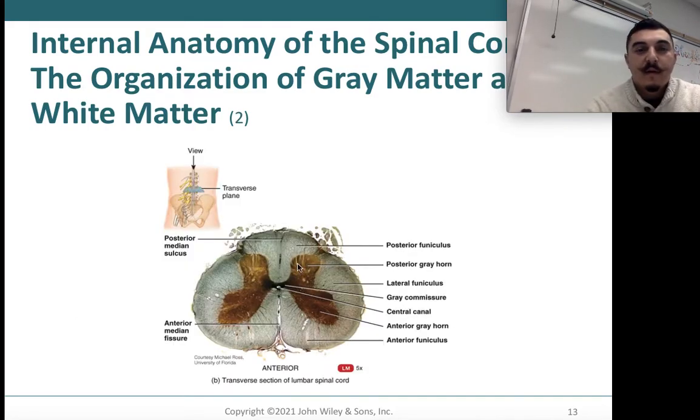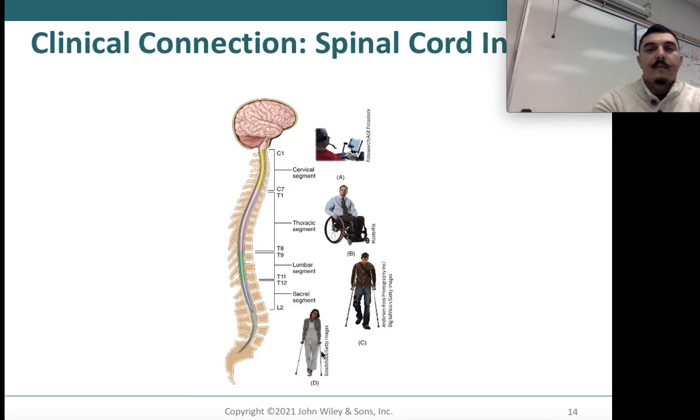Okay. Here's another picture as well. You have the main structures again. Posterior funiculus. Remember, it's those gaps in here. So anterior, lateral, right? The gray commissure in the middle, the central canal as well. The gray horns.